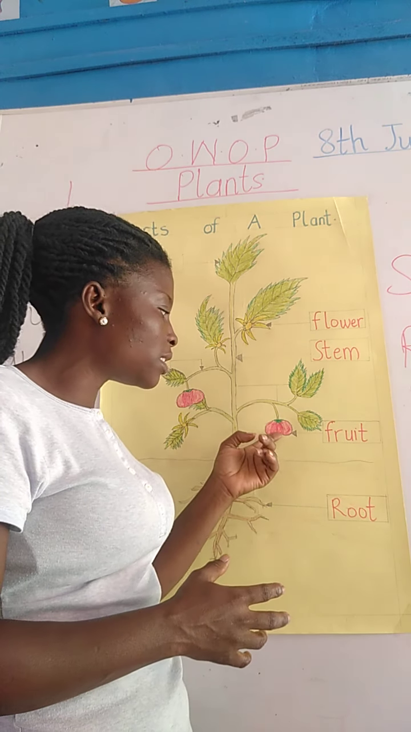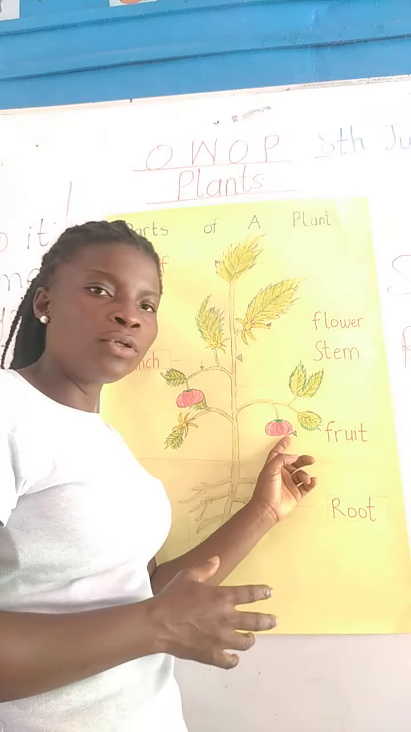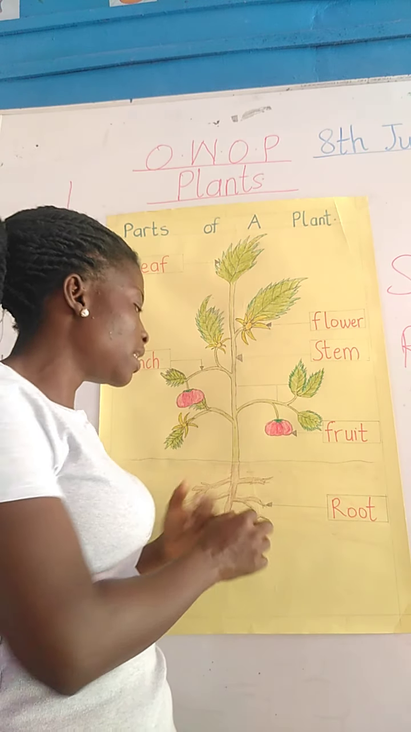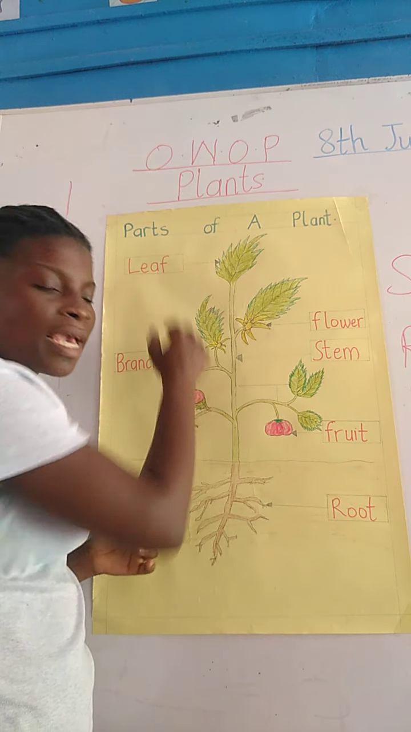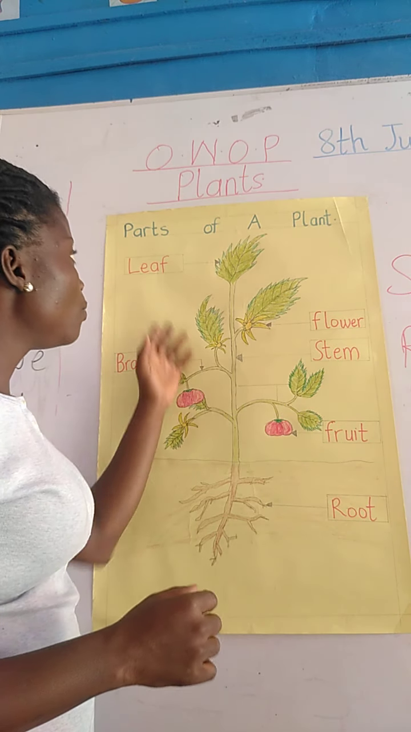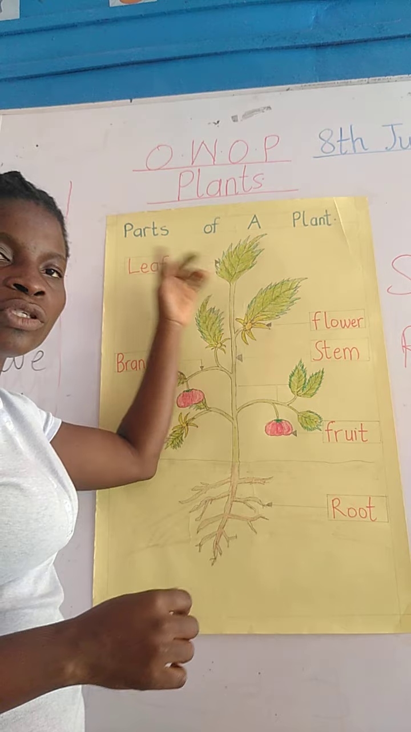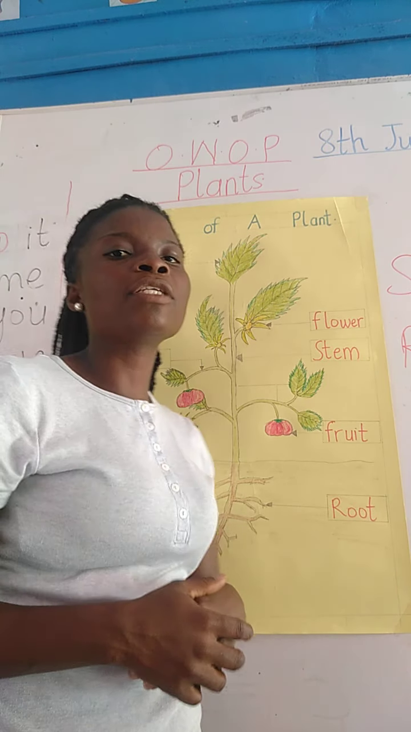and we have the fruit. That is the red one here, the fruit. And here we have the stem. I told you, the hard part of the plant is the stem. And then we have the leaf, the green part of it. As we saw in the bigger one, we have the green part of it.